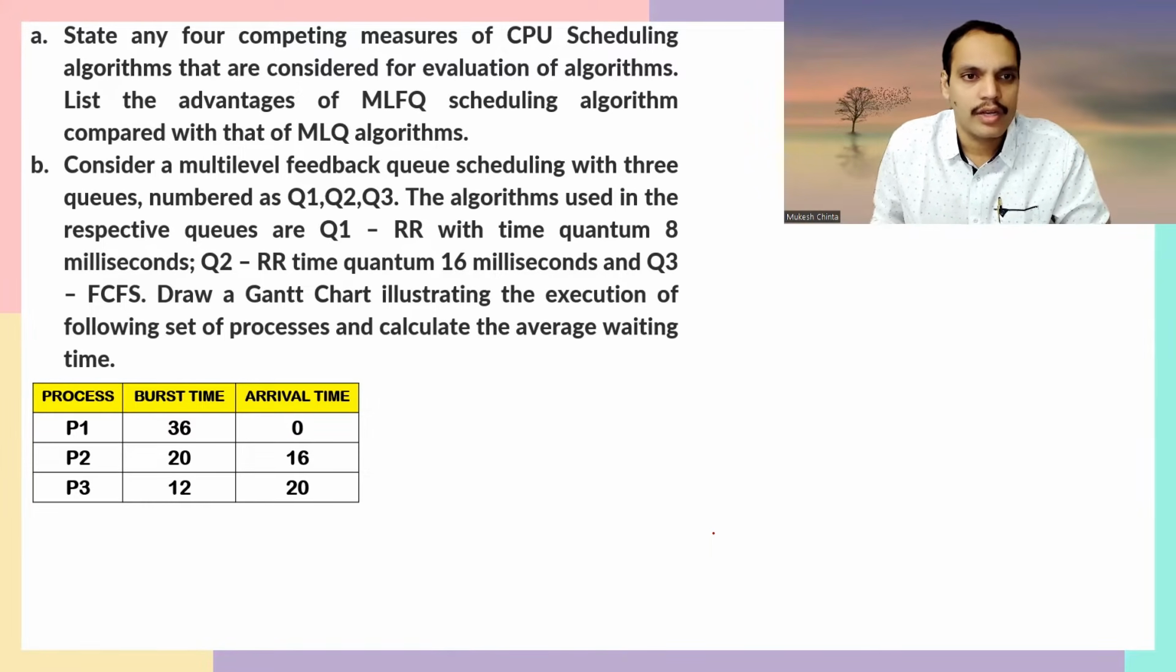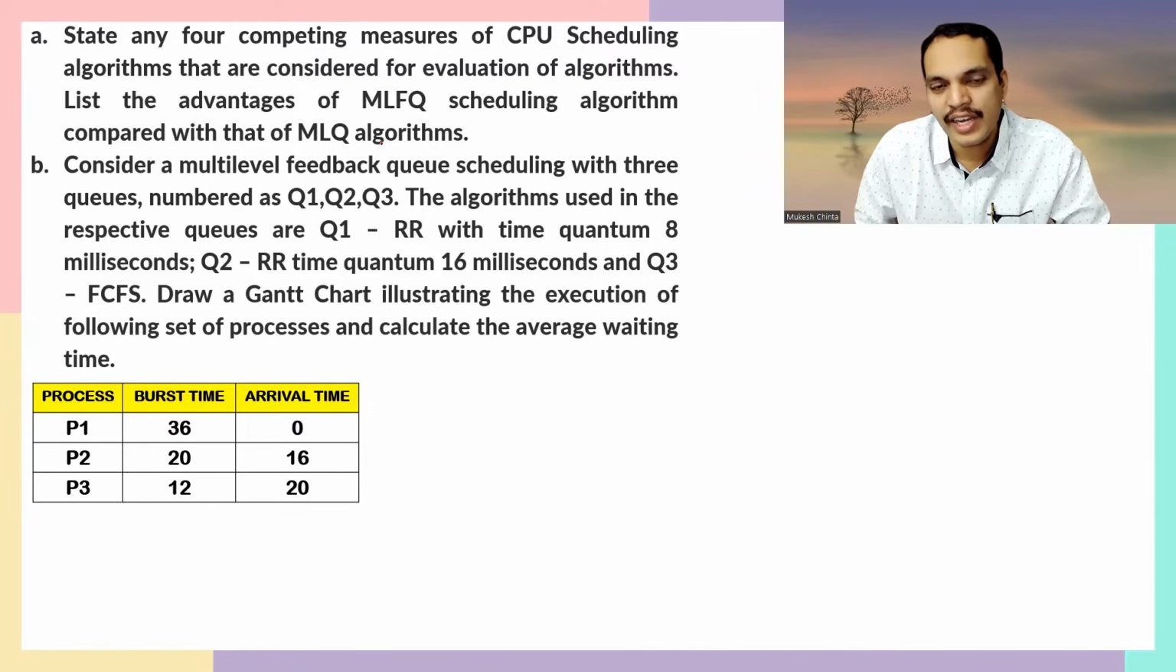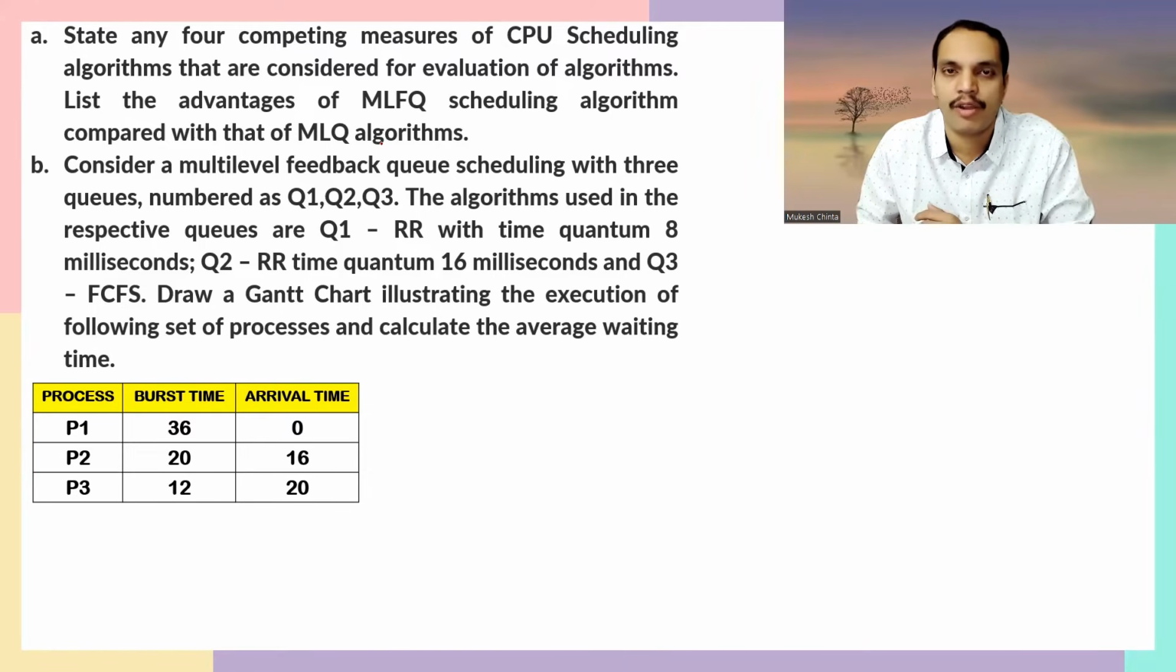algorithms. List the advantages of the MLFQ scheduling algorithm compared with that of MLQ algorithms. Multi-level feedback queue scheduling algorithms are more flexible than multi-level queue scheduling algorithms. Flexibility in the sense that in MLFQ, the process can move between queues. I mean, they can change between different queues of different priorities. That is one very good advantage of MLFQ.